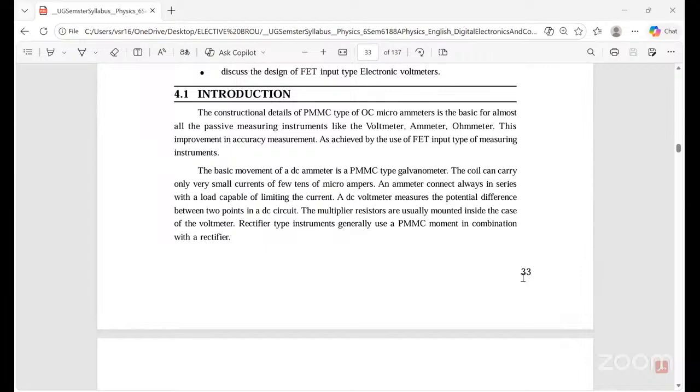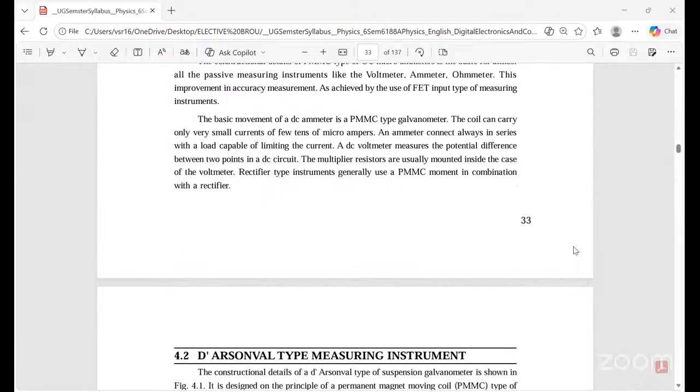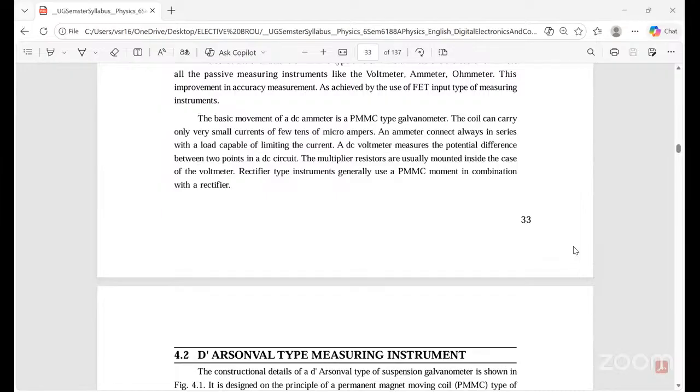Next, the basic movement of DC ammeter is PMMC. The coil can be carried only by very small currents of a few tens of microamperes. An ammeter is always connected in series with the load, limiting currents. A DC voltmeter measures the potential difference between two points in a DC circuit. The multiplier resistors are usually mounted inside the case of the voltmeter.